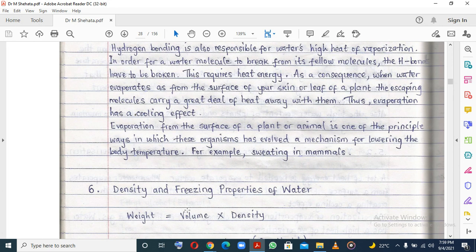So remember, in order for a water molecule to break from its fellow water molecules, the hydrogen bonds have to be broken, right? But remember, for you to vaporize water, you have to increase the distances between the molecules so that they can change from the liquid to the gaseous phase. As this is happening, it takes energy to increase the distances between these water molecules, isn't it? And so what you need is the heat energy.